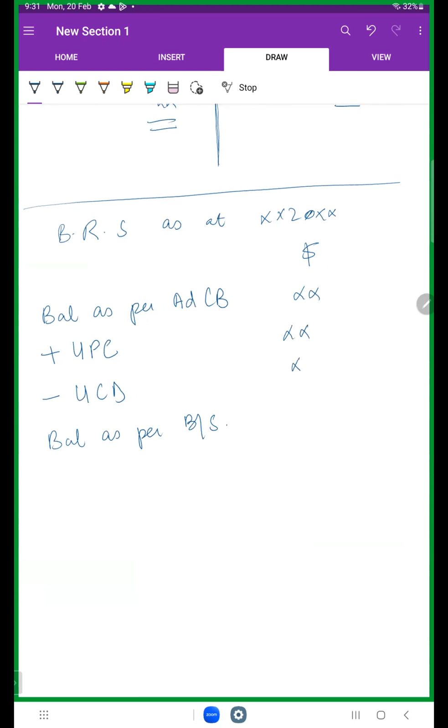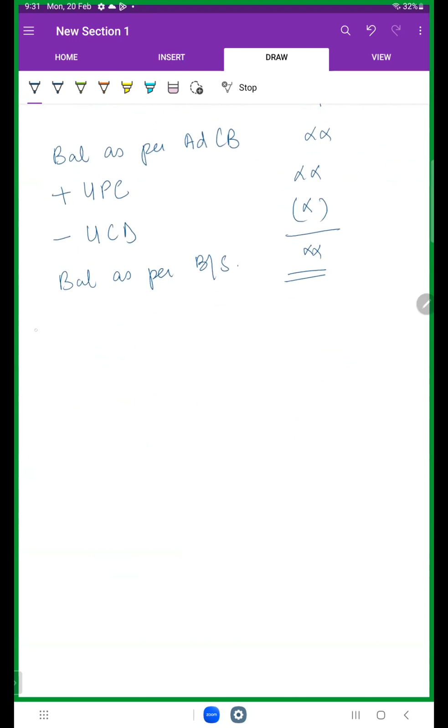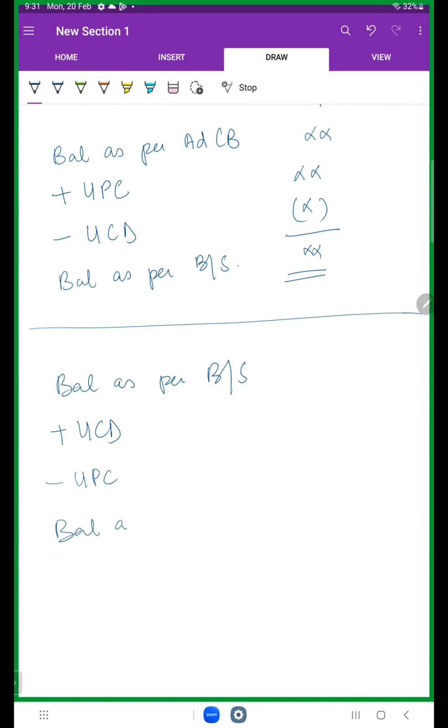So when there are no changes made to the cash book, it's the opposite of this. If you are using balance as per bank statement first, you'll add uncredited deposits like we did in the question above, and you less unpresented checks to get the balance as per adjusted cash book. Any problem till here? No. So far, so good.